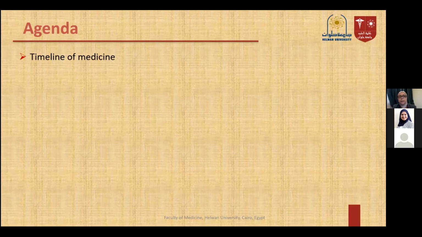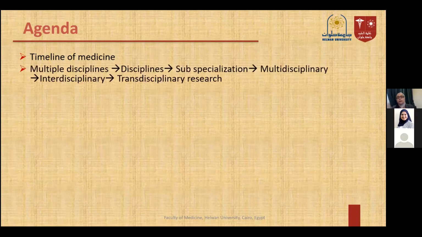Our meeting agenda will include a timeline of medicine. We will take the history of medicine to be able to know where we are now and what the future will be like. Then we will go through some of the glossary terms like multiple disciplines, subspecialization, multidisciplinary research, interdisciplinary research, and transdisciplinary research, as these terms are now very important to know and to identify how our research projects will be like.